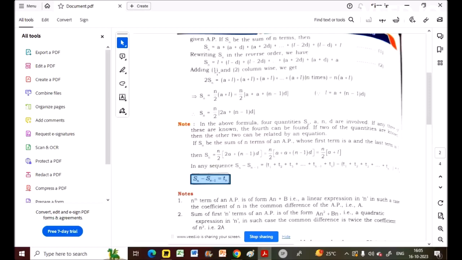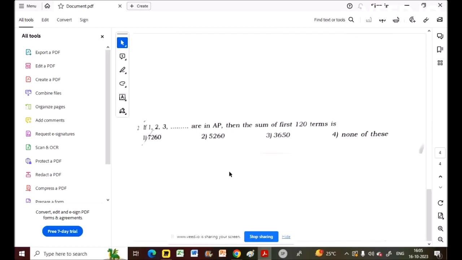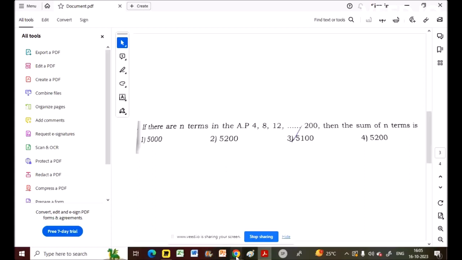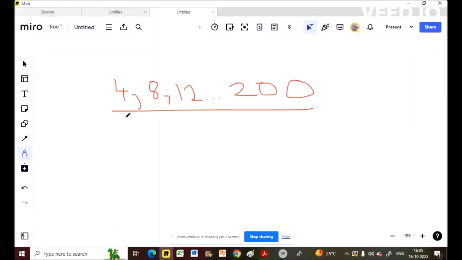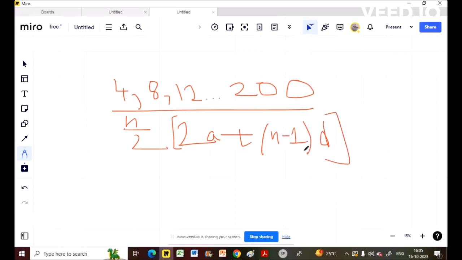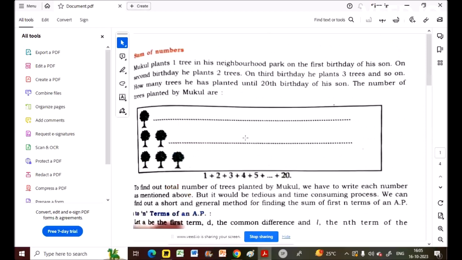So there is one more formula, or we can just derive it from the original formula itself. I'll show you. What is the formula for the sum of n terms? You should remember this: n by 2 into 2a plus n minus 1 into d. Here we don't know how many terms are there, right? The n value we don't know, but we can find it out.